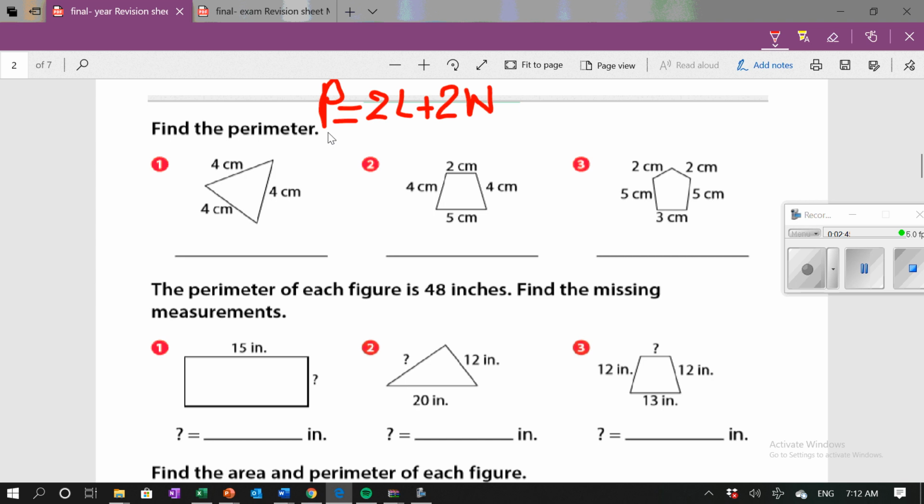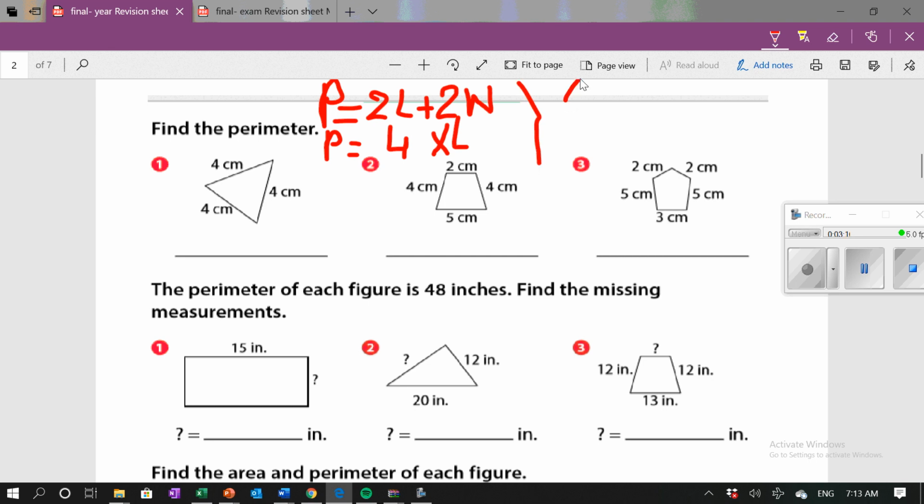If I have a square, all the sides of the square are the same, so the perimeter is 4 multiplied by the side, L. This makes it easy for you to find the perimeter for the square and the perimeter for the rectangle. Now let's see the area.